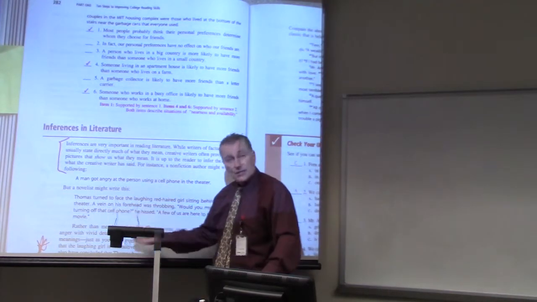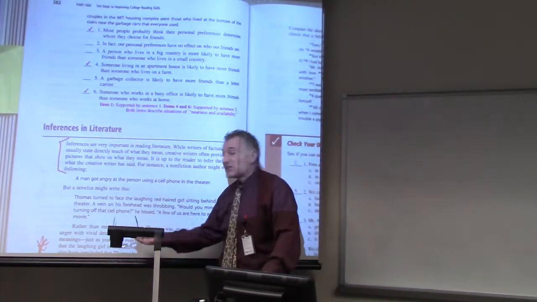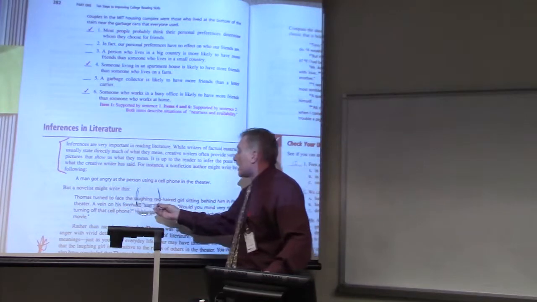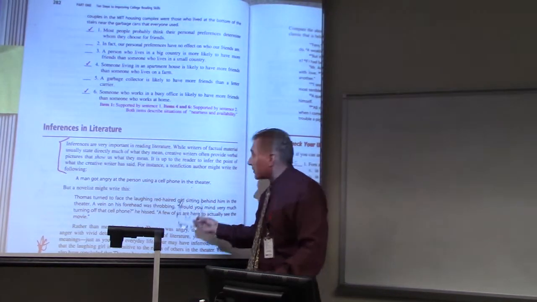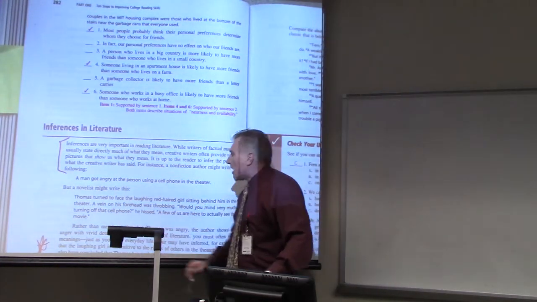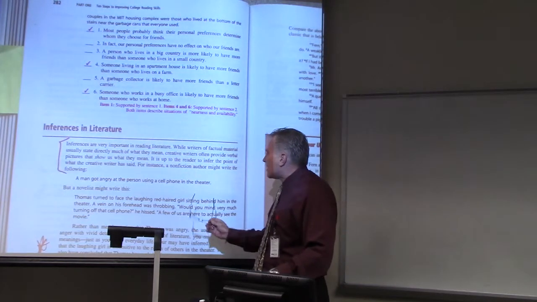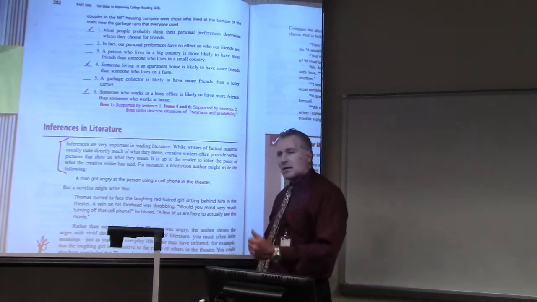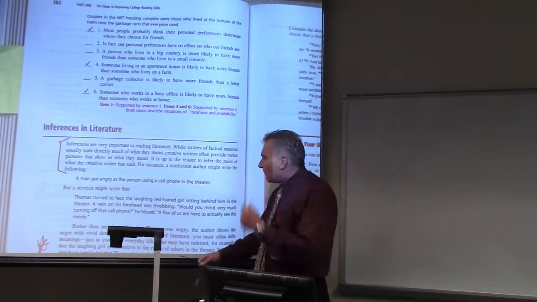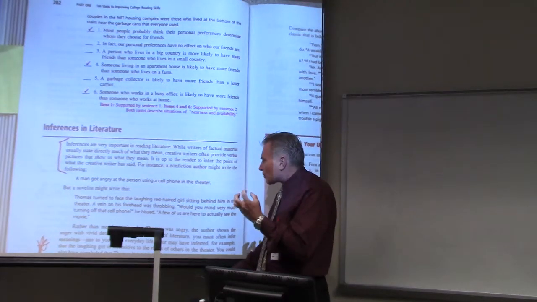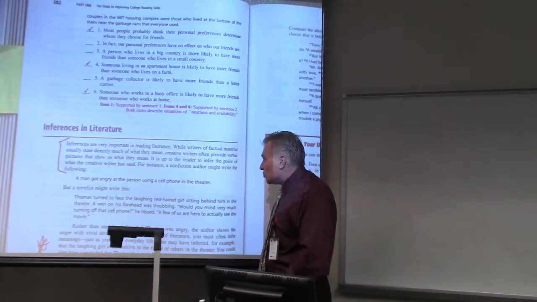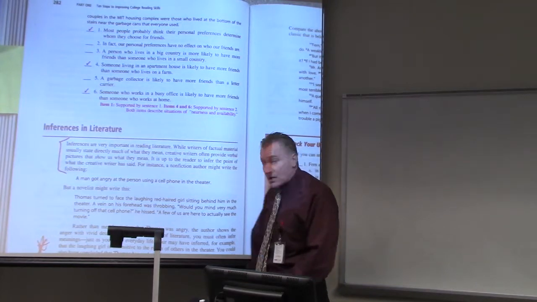A novelist, a creative writer, would write this instead of the man got angry at a person using a cell phone in the theater. He would write, Thomas turned to face the laughing red-haired girl sitting behind him in the theater. A vein in his forehead was throbbing. Would you mind very much turning off that cell phone? He hissed. A few of us are here to actually see the movie.